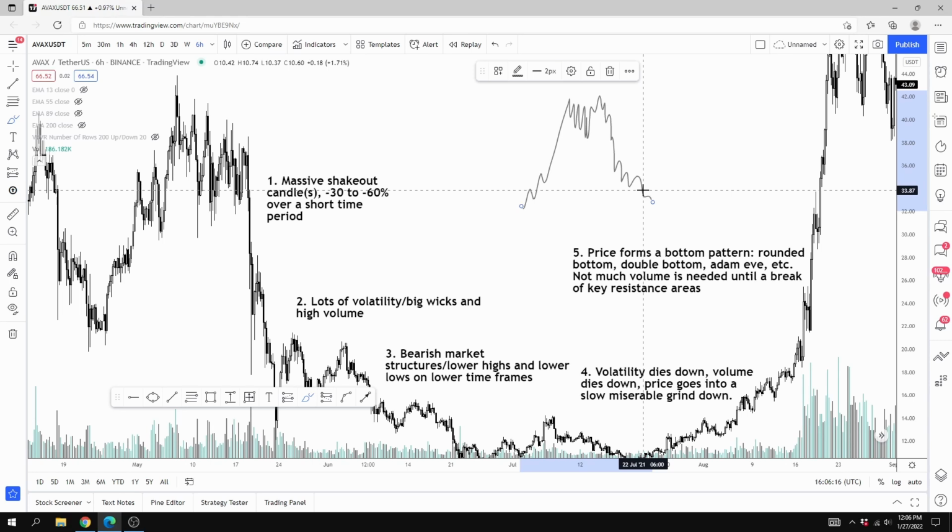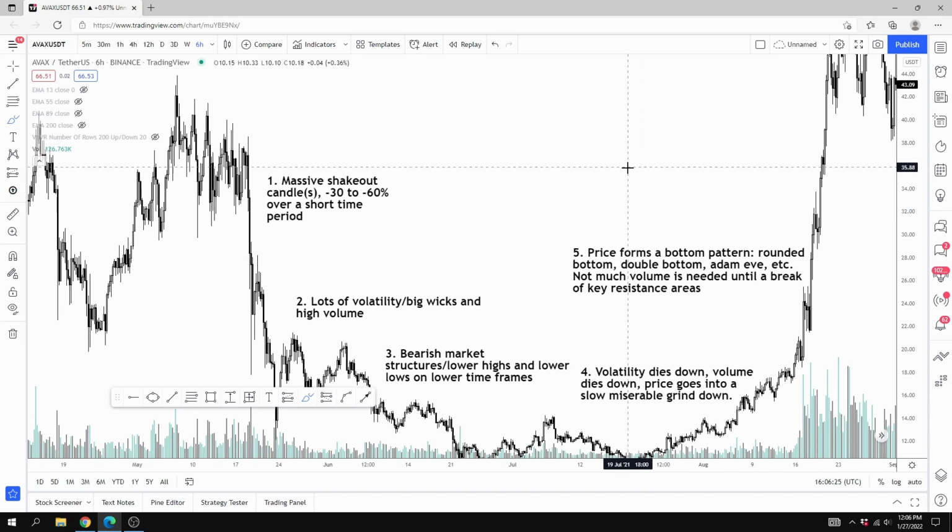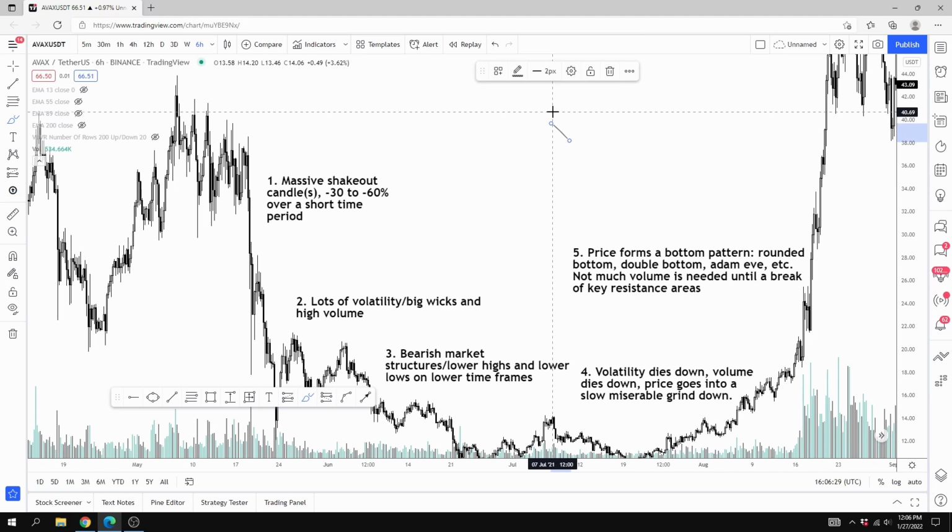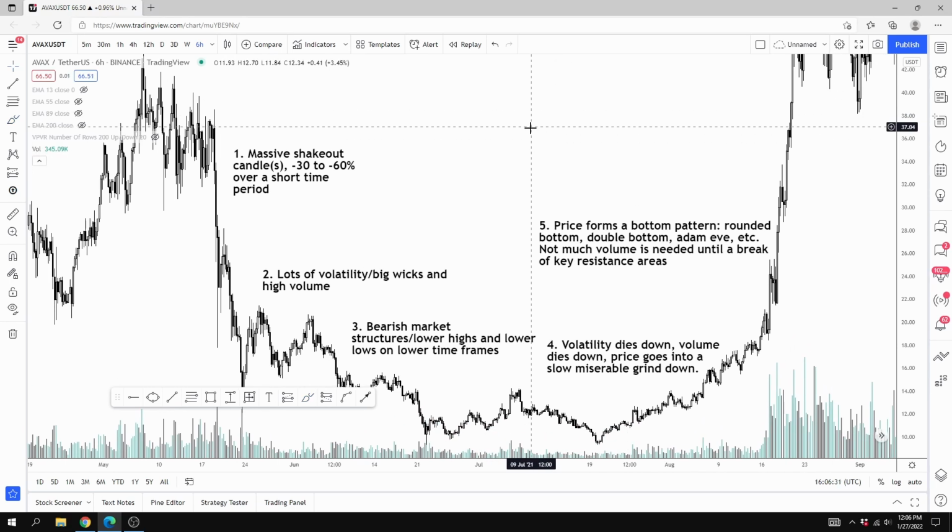Generally speaking, distribution happens much quicker than the accumulation bottom. So tops happen quicker than bottoms. Anyways, we won't really talk about that much today. But let's talk about what happens and what we're looking for in an altcoin reversal.